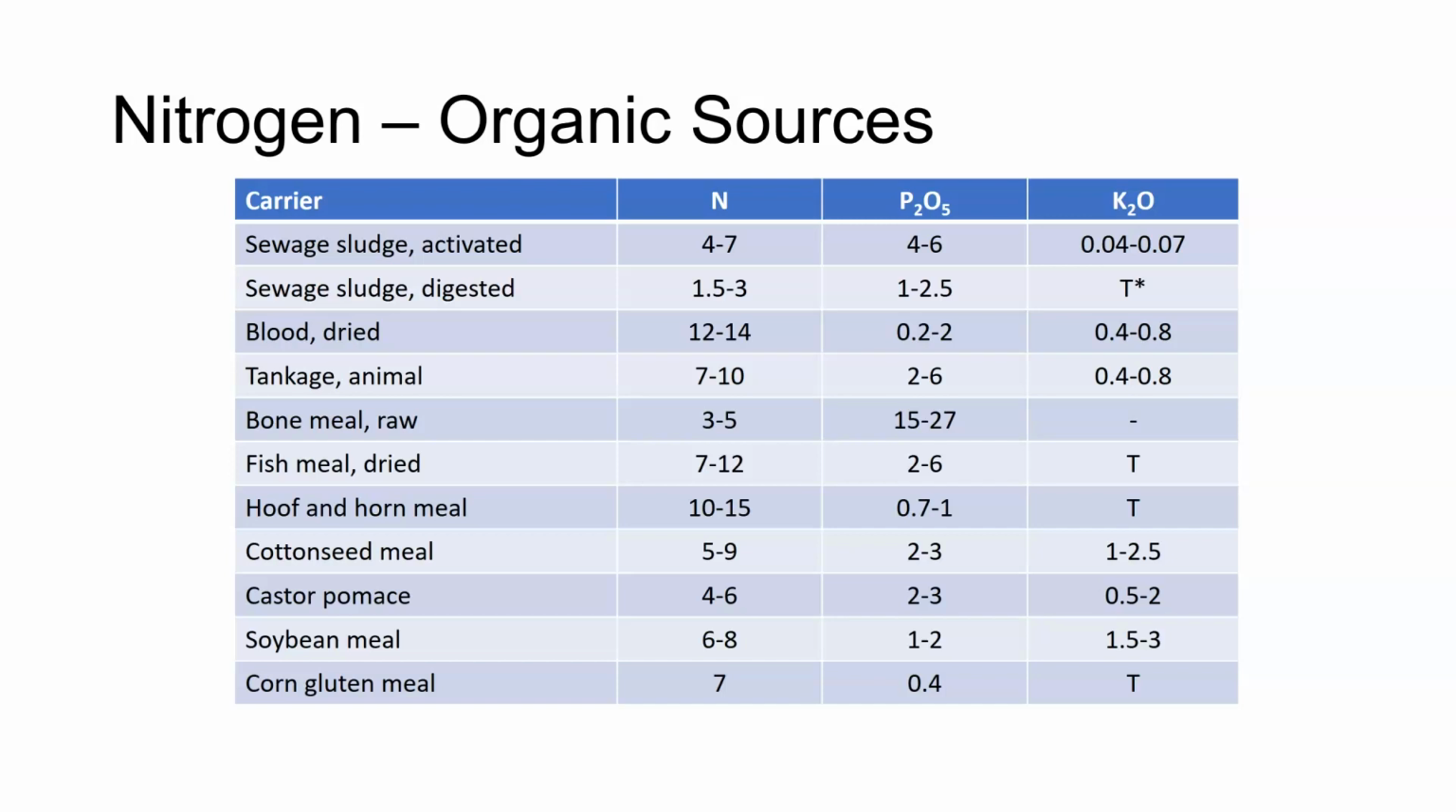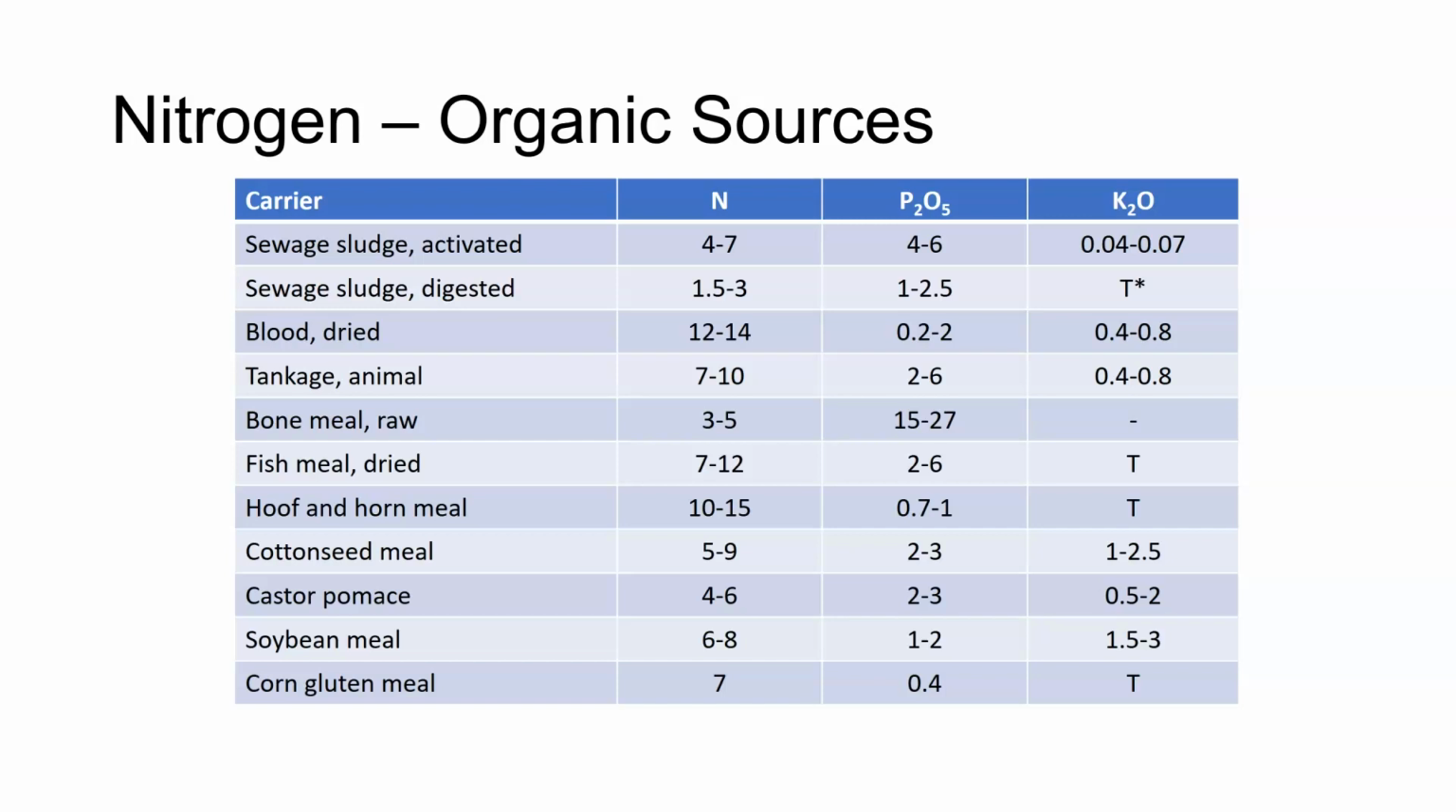When you slaughter the animal, one of the first things they do is they bleed the animal to get a lot of the blood out of it. That material gets harvested. It is rich in nitrogen, 12 to 14% nitrogen. It's got a little bit of phosphorus, a little bit of potassium. If you dry that material down, you can then use it as a soil amendment.